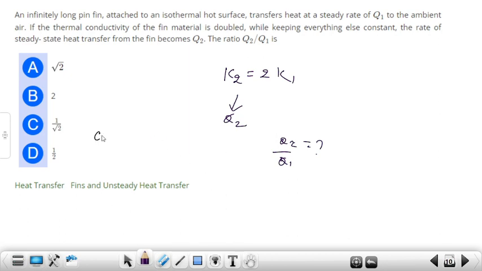So we know Q is equal to root of h P k A cross section into (T naught minus T infinity). All the parameters are constant and K is 2 times K1. So Q is directly proportional to root of K. If the new thermal conductivity is 2 times, then the new heat transfer rate will be root 2 times. So the ratio of Q2 divided by Q1 is equal to root 2. Option A is the correct answer.